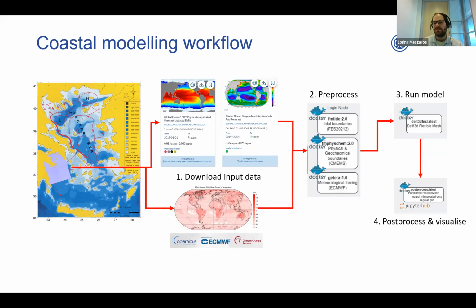And then once it's pre-processed, we run our model, and we wanted to help users to directly access it. That means we are offering post-processing that converts the unstructured grid to a more structured one, and with 1 or 2 lines of xarray code, you can directly visualize it. And we have set up a JupyterHub for that, Jupyter notebook.